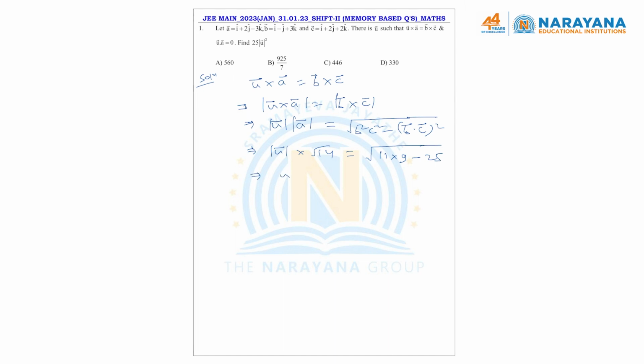Hence magnitude of u equals root of 74 by 14, that means 37 by 7 square root. Hence 25 times magnitude of u whole square is 37 into 25 divided by 7. So you will get this option B.